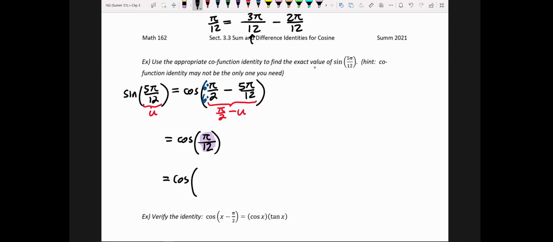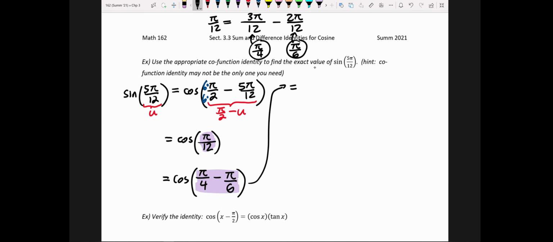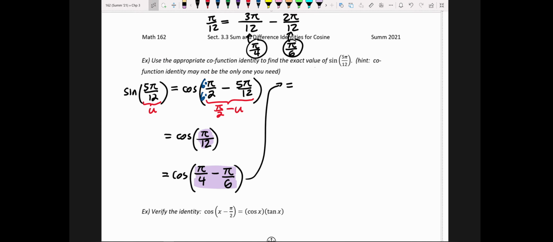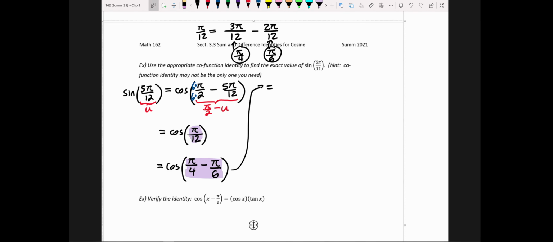So 3 pi over 12 is pi over 4, and 2 pi over 12 is pi over 6. Esmeralda told us that pi over 6 minus pi over 4 was negative pi over 12. Here we see that pi over 4 minus pi over 6 is going to be positive pi over 12. So we have to find two radian measures that are on the unit circle. That was step 1 in our process of getting the exact value. Step 2 is applying the appropriate identity.